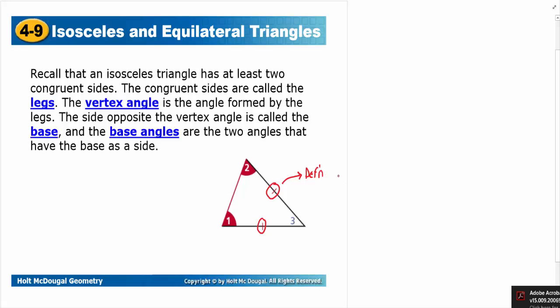Don't mind my computer beeping at me. This is by definition of isosceles triangles. So if you asked what is an isosceles triangle, it's a triangle with two congruent sides. But we also have two congruent angles. So this would be the isosceles.